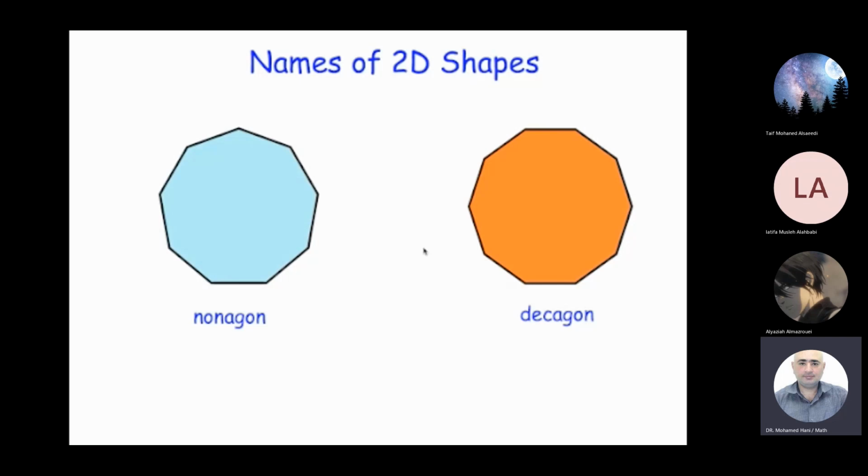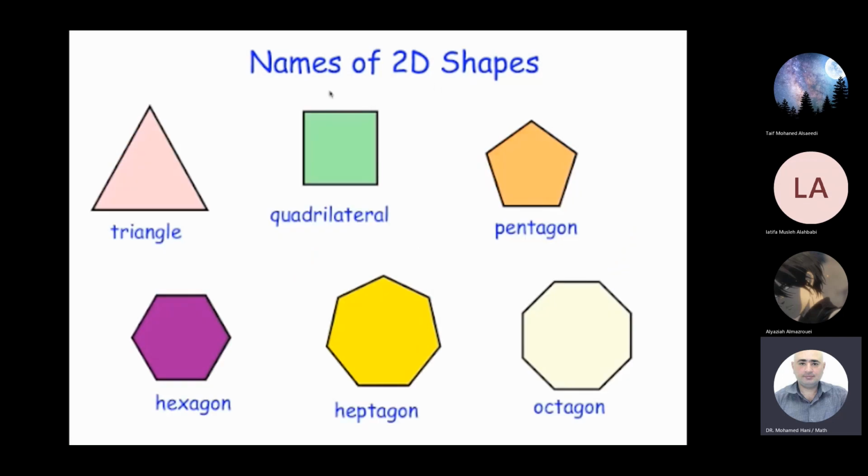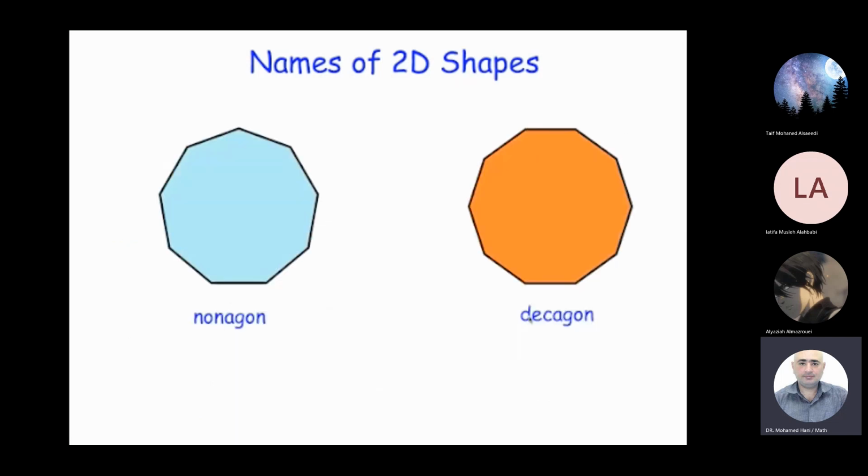And if you look them up online, you'll see the names of them. There's even songs which you can sing to remember all the different names of polygons, but they're the most common ones that you're going to be able to name in the exams. Triangle, quadrilateral, pentagon, hexagon, heptagon, octagon, nonagon, and decagon.